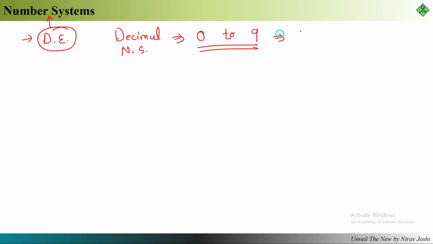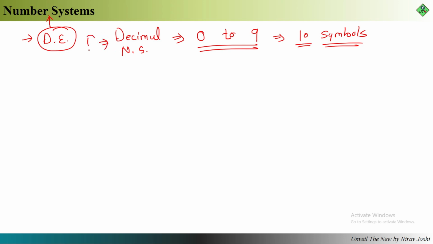We have 10 symbols in this, right? Considering 0, then 1 to 9, how many total symbols do we have? In total we have 10 symbols. So as there are 10 symbols, it is known as the decimal number system.